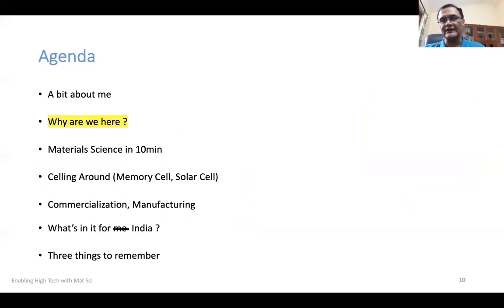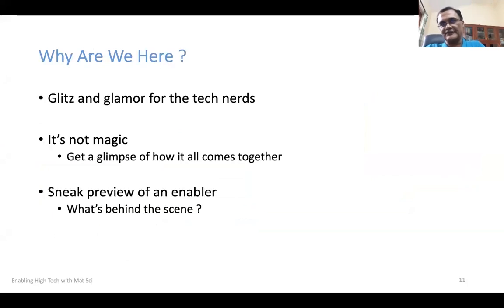Why are we here, right? We are here to understand what is high technology, what roles materials play in enabling that high technology, and then how you commercialize something and what India can do. So I thought, what's the best way to introduce the topic of high technology? And as you see, next slide, there's a bunch of images.